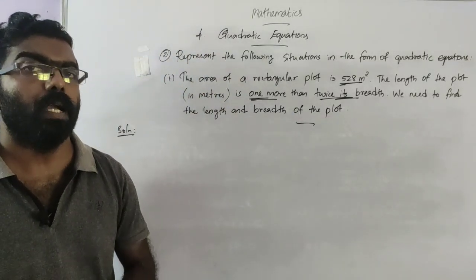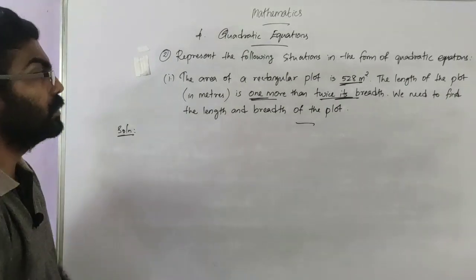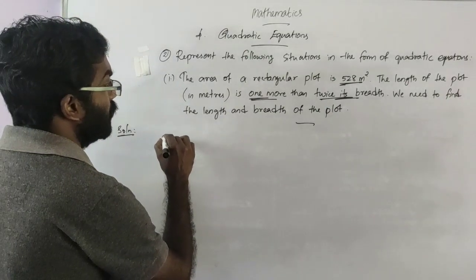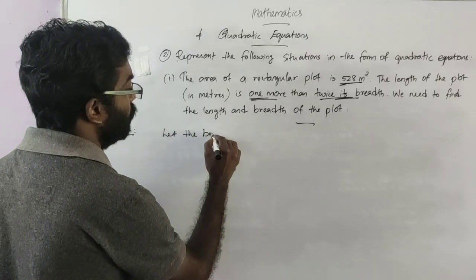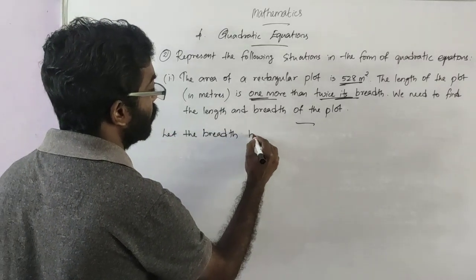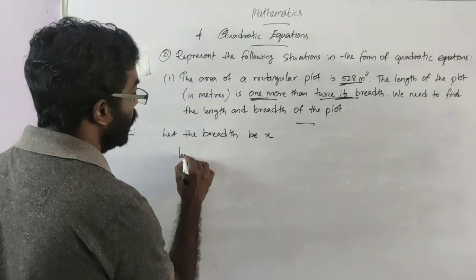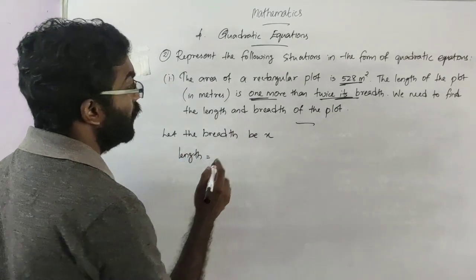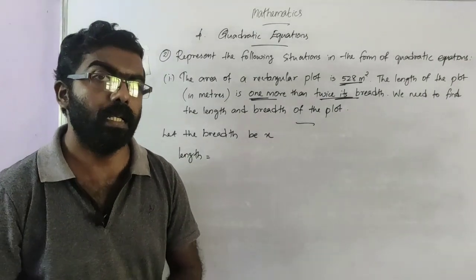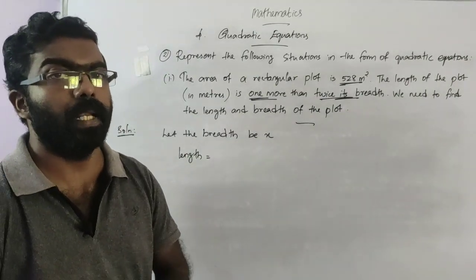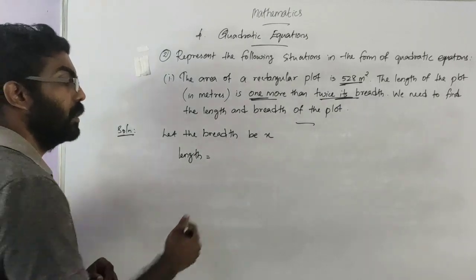So here we have to form the quadratic equation. So first we can consider the breadth as x. Let the breadth be x. So what will be the length? Here the length is 1 more than twice its breadth. Twice means 2 times. 1 more than twice, that is 2x plus 1.